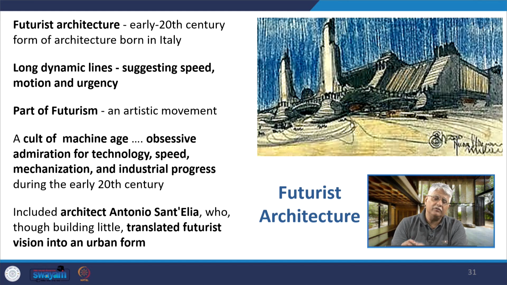That means it was obsessive admiration of technology, of speed, of mechanization and industrial progress in the 20th century. They were very strongly influenced up to the point of obsession towards these technologies. That is why it was a very strongly radical ideological movement. Though connected with modernism, it was the radical version of modernism. It included particularly the architect Antonio Sant'Elia, who, though he had built little, translated the futurist vision into an urban form.